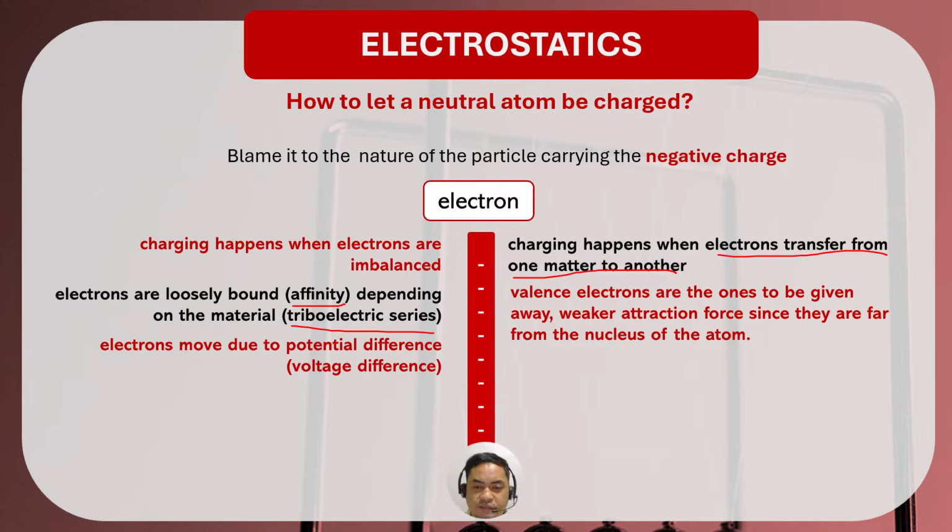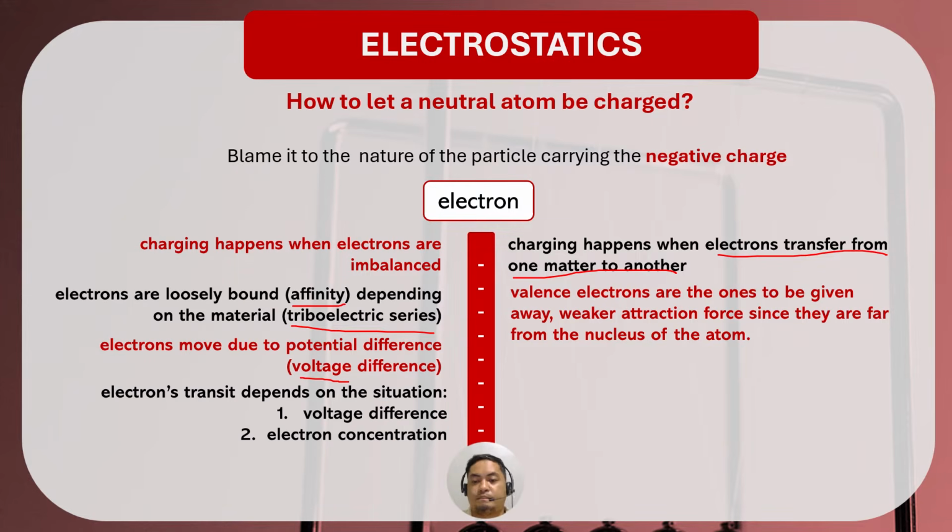Electrons move due to potential difference. Potential difference is a term for voltage. We will be knowing voltage in other lessons in this semester. When you encounter the word potential difference, it's the voltage. It's the force that will push something. And of course, it will push the ones that will always move in the atom, that's the negative particle, or the electron. So the electron will be pushed by this so-called potential difference.